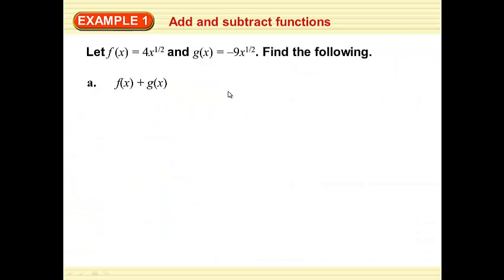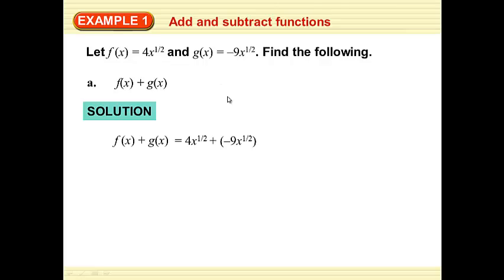Okay, here's the first one. Adding and subtracting functions. So here's f of x, here's g of x. We got 4x to the 1/2 power, and g of x is negative 9x to the 1/2 power. If I want to add those, I simply add the functions similar to like we were doing in the last section. And we're going to add the 4 and the negative 9, get negative 5x to the 1/2 power.